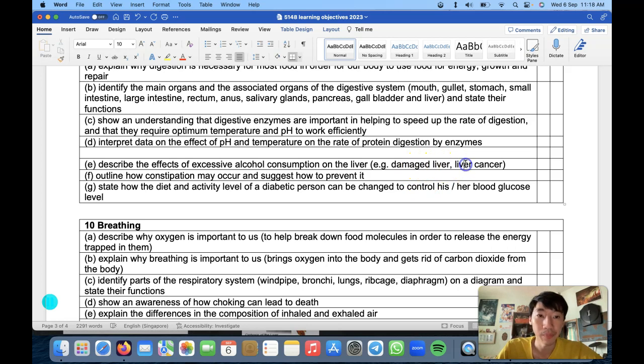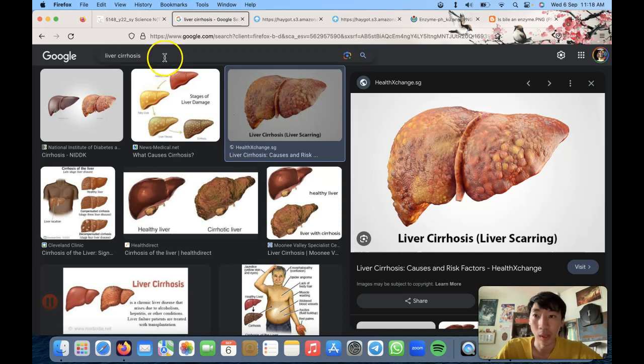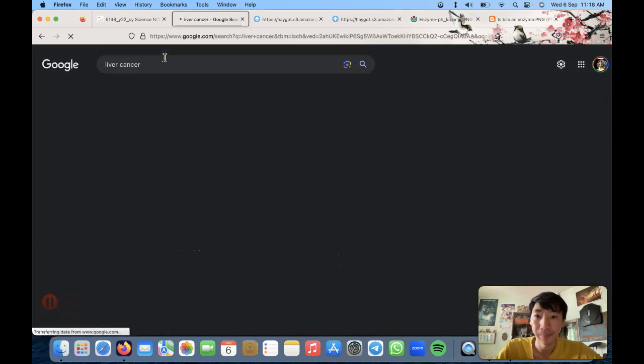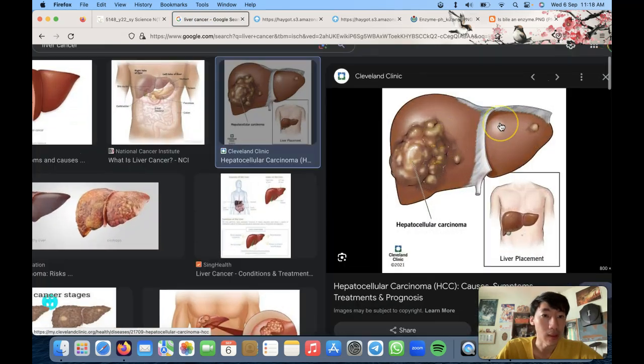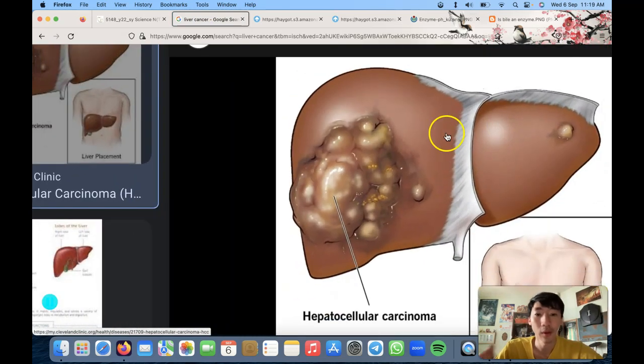The second problem is that if you drink excessive amounts of alcohol, you can get what I call liver cancer. Liver cancer, as you can see here, is when there is a growth of cancer cells in the liver. These cancer cells actually come from the liver cells themselves, but they mutate. They turn crazy and start to grow like mad, and these are what I call cancer.